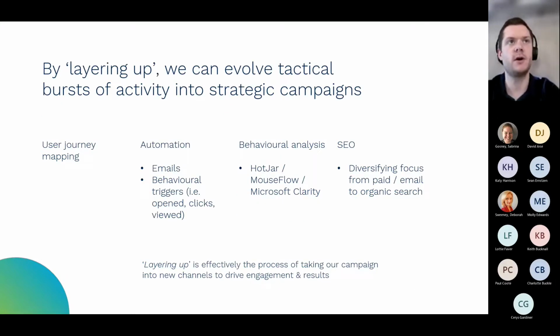So by layering up, ultimately we do just evolve tactical bursts of activity. How often do people on the call say to members of staff within their teams, or get told, we need to do some more stuff? We need to promote Microsoft 365, so we create a blog and we do a social post. We move away from just being really, really tactical, and we focus on being more strategic. So how do we generate that higher value opportunity, and how do we do it in a strategic way?